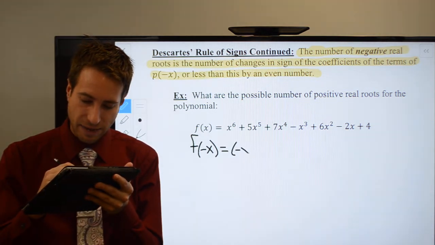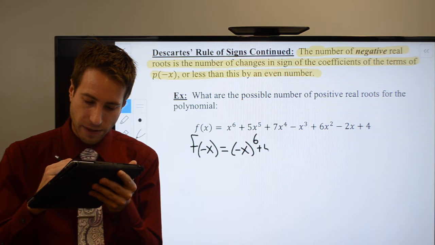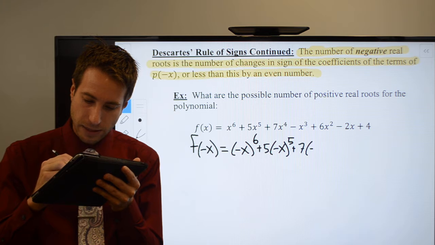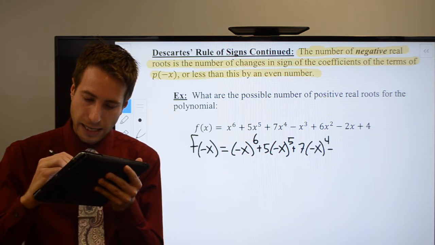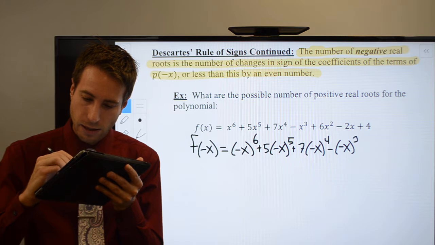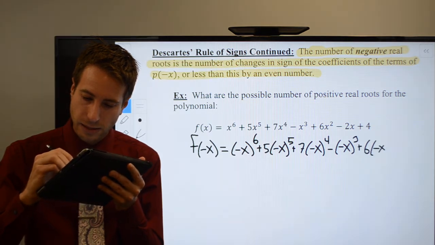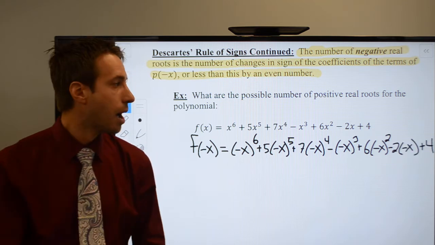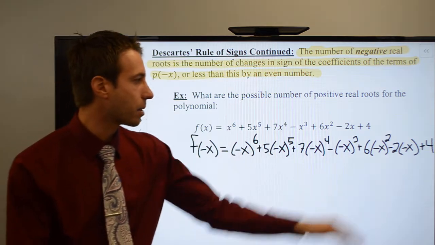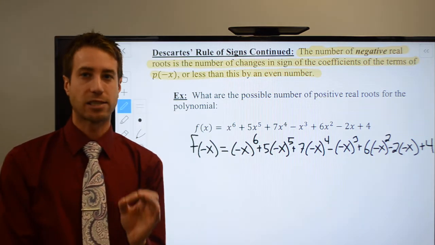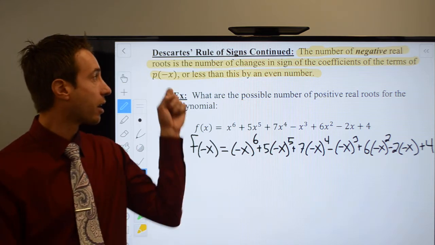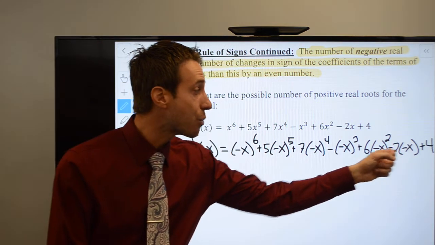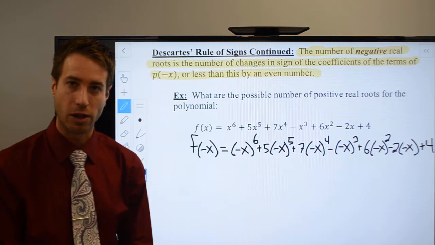Well, that means I'm going to have a negative x to the 6th plus 5 times a negative x to the 5th plus 7 times a negative x to the 4th minus negative x to the 3rd plus 6 times negative x squared minus 2 times a negative x plus 4. Apologize, guys, I'm squeezing over there, but I think that's probably pretty clear. Again, all I've done, thanks to Descartes' rule of signs, is plug in a domain value of negative x everywhere I had an x in my original polynomial.